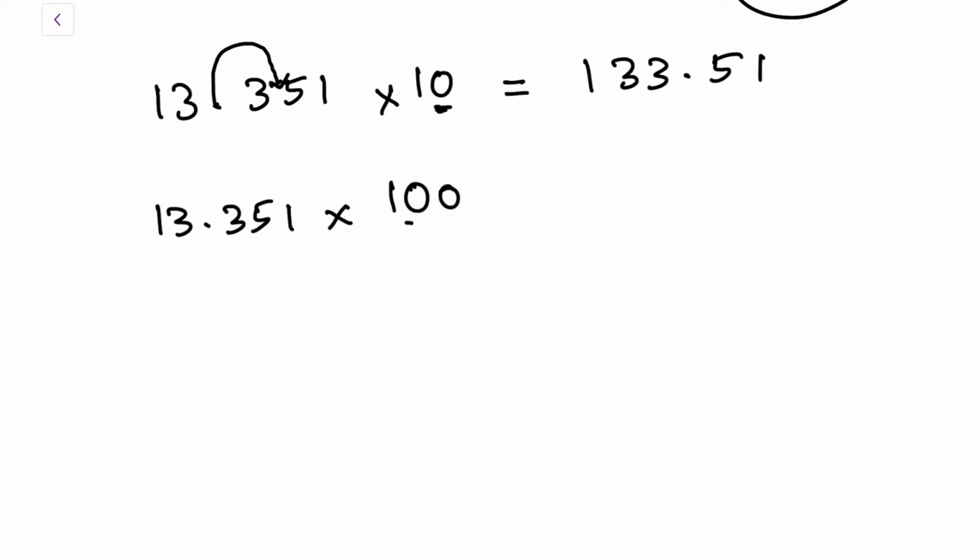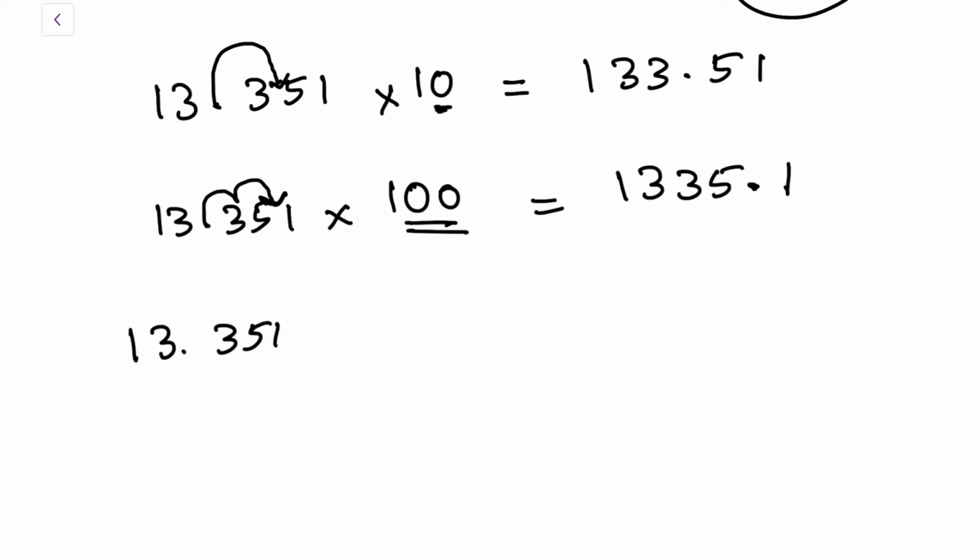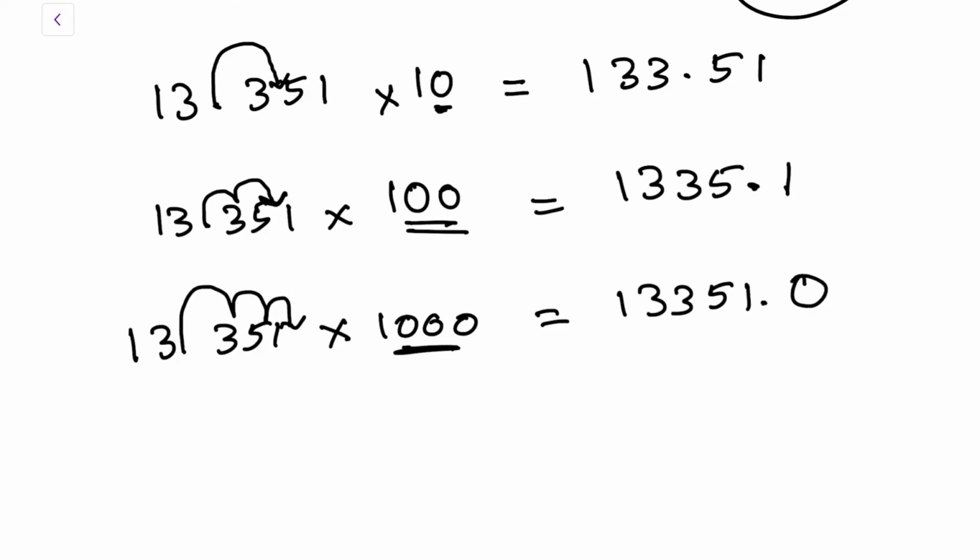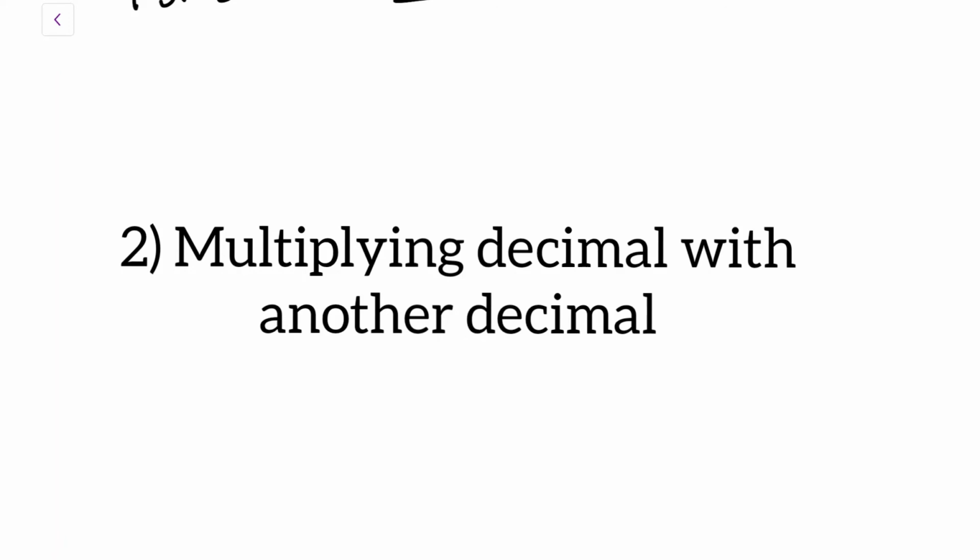What about 13.351 into 100? We have 2 zeros, so the decimal point will move 2 places. That's right. So that is 1 and 2. It comes here. The answer is 1335.1. And what happens when you multiply a decimal with 1000? Good. 3 zeros, so 3 decimal places. It has to move 3 decimal places. So the decimal point is moving 1, 2 and 3. Comes here. That means it is 13351.0. Perfect.